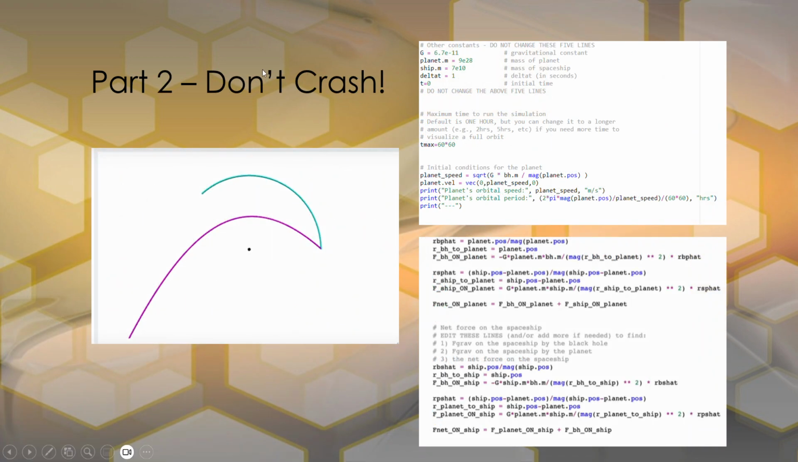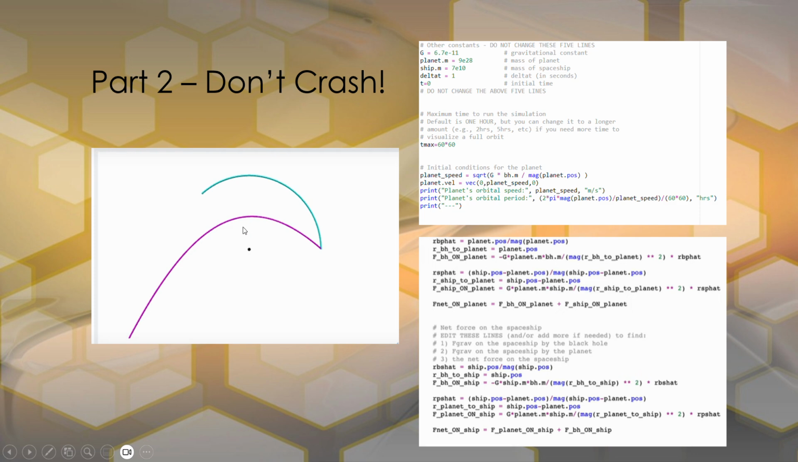Over here we got part 2. This is where we don't want the spaceship to crash. That's why it's called Don't Crash. So once again we got the initial conditions with the planet mass and the ship mass. And this time I just put the delta T as 1 second just because it's a little bit different when the spaceship's already moving. And down here we've got the other code with the net force on the planet and the ship on the planet. It's really the black hole, but I just put planet in the Python code. So this is the radius and the gravitational force. So we got all that going on.